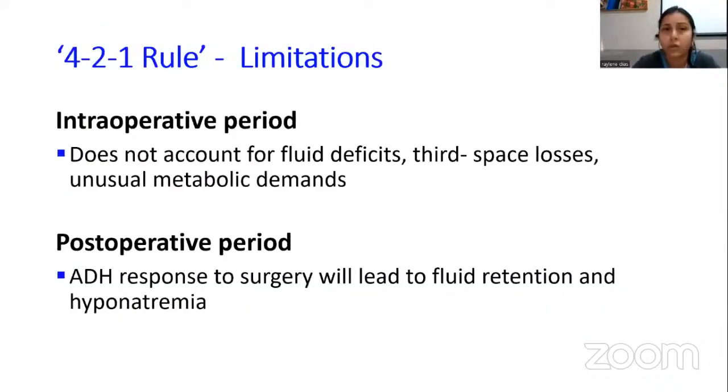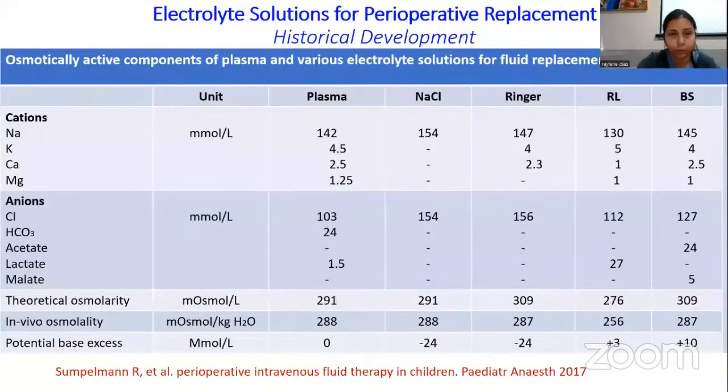Now, what are the limitations of 4:1? Like I said, intraoperatively it does not account for the deficits, the third space losses, and the unusual metabolic demands, because it was meant for resting patients in the ward. And postoperatively, there is an ADH response to surgery, and this starts as early as 6 hours. It peaks in 12 hours. So this will lead to further fluid retention and hyponatremia, and Holliday and Segar did not take this into account. So this can lead to fluid retention if you use the same 4:1 rule.